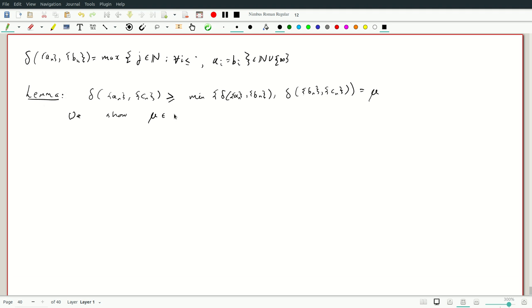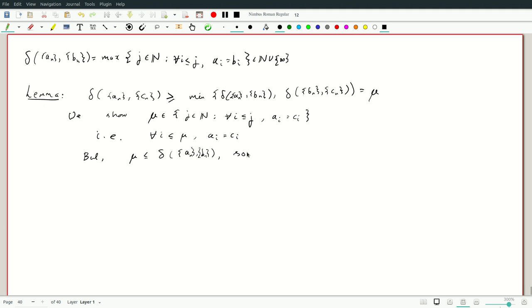We show mu belongs to this set: j in N such that for all i less than or equal to j, A_i equals C_i. It's the set corresponding to this. That is, in other words, for all i less than or equal to mu, which is the minimum of these, we have A_i equals C_i. But mu is the minimum of these two quantities, so what we know is mu is less than or equal to delta of A and B_n.